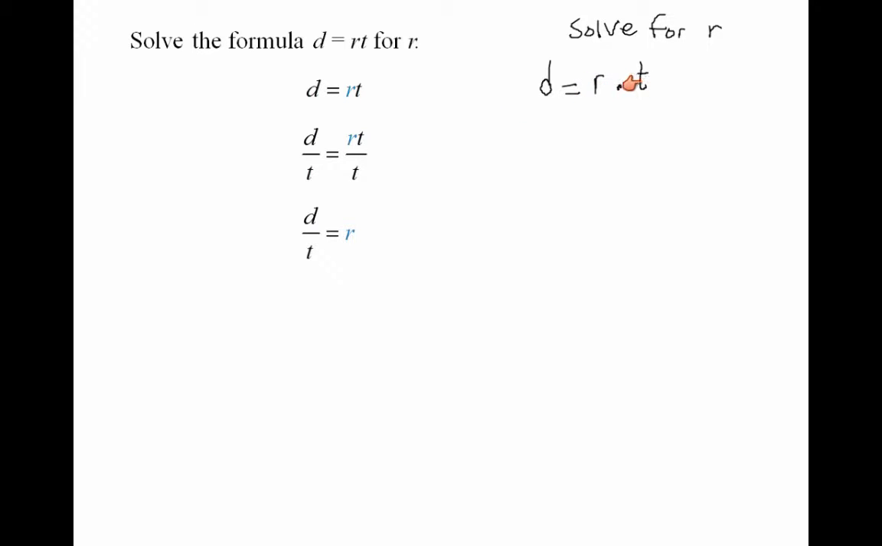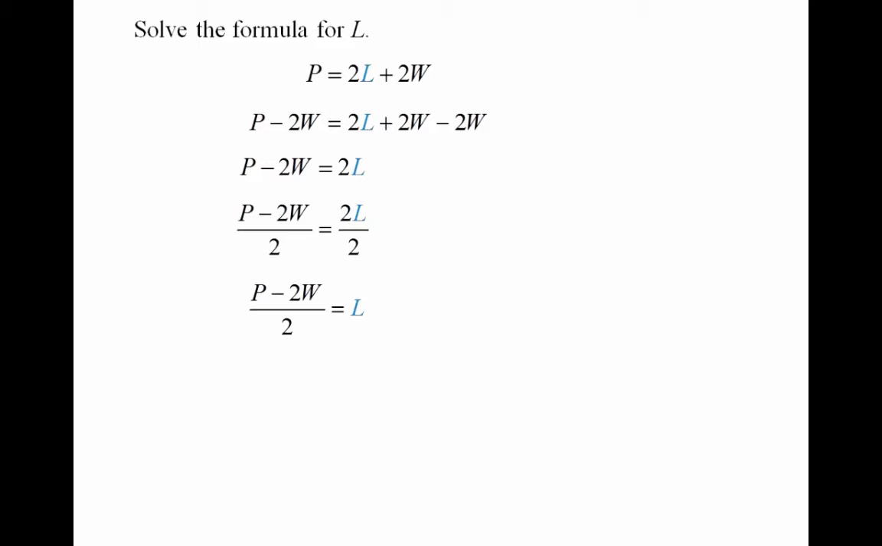So if I were going to solve for R, I have to eliminate this coefficient T. To do that, I need to multiply both sides of the equation by the reciprocal of T, which is 1 over T, or I can divide both sides of the equation by T. If I divide both sides of the equation here by T, I can isolate R because you're solving for R. So that's how you would see that R would be equal to D over T.